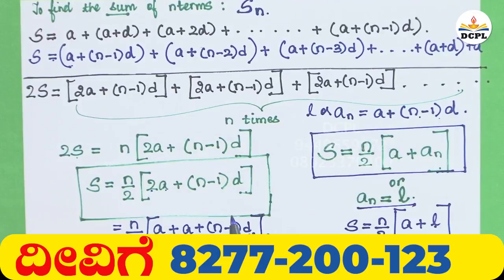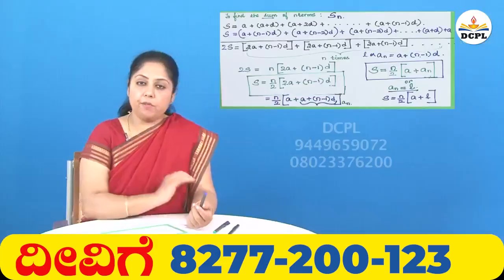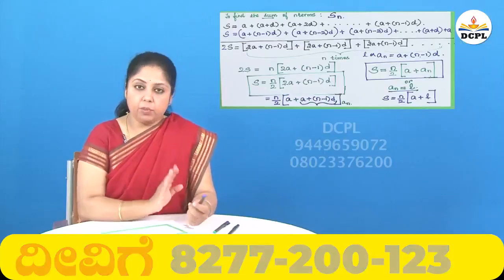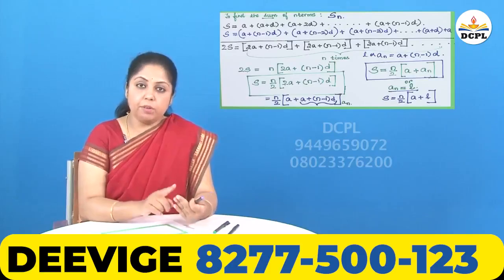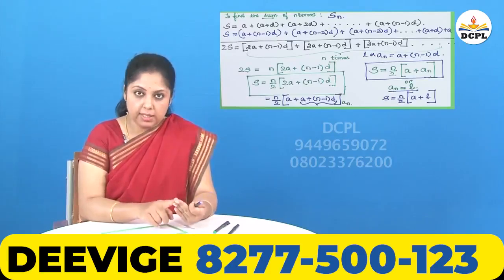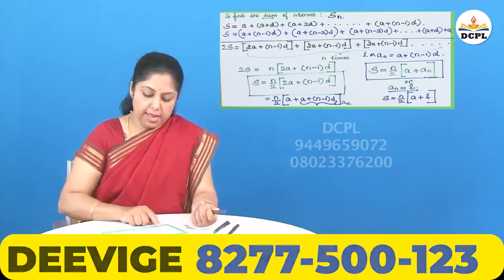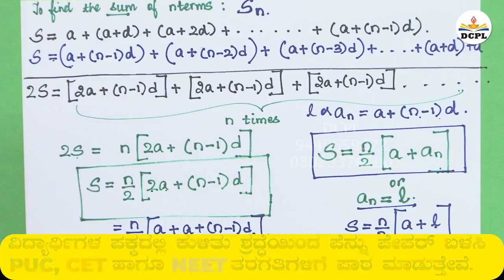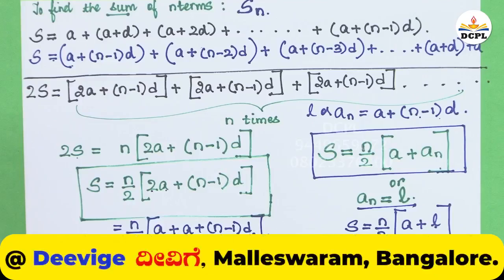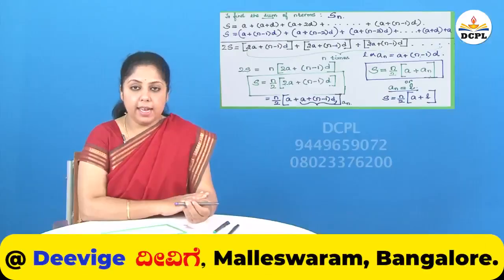Now when do we have to use this formula? When do we have to use the previous formula? It is very simple. When the values of a, d and the number of terms, that is n, are known to us, then we can use the formula Sn is equal to n by 2 into 2a plus n minus 1 into d. Now when the last term value is known to us, then we can use the formula Sn is equal to n by 2 into a plus L, correct, where L takes the value of the last term.